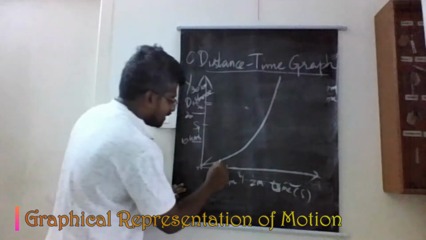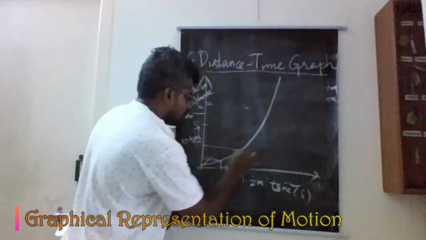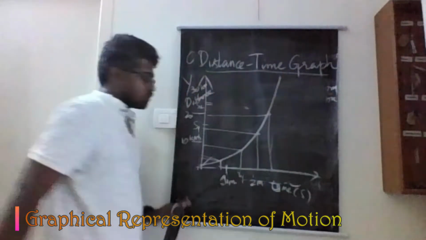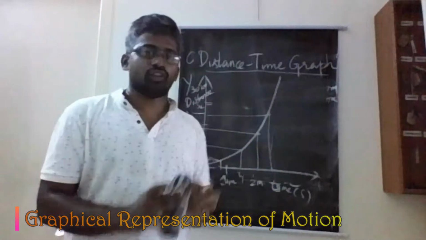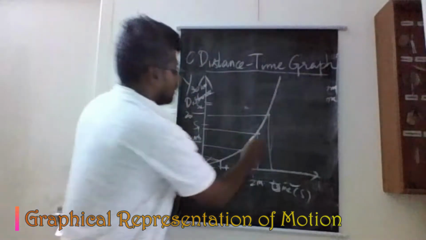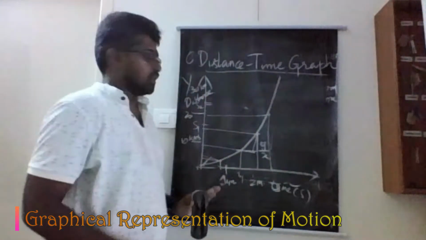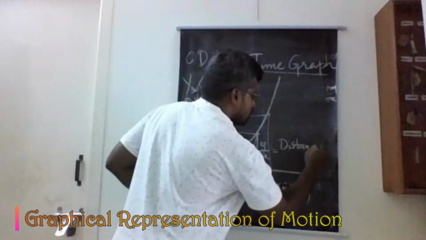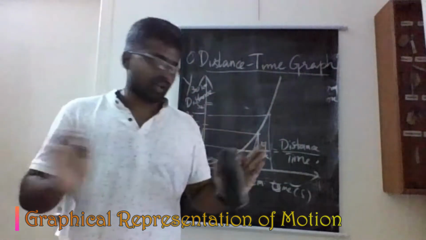So when you calculate, this will be 1 point, this will be another point, and this will be another point. So for non-uniform motion, it is not a straight line. For uniform motion, it is a straight line. But speed is calculated as dy by dx. That means y by x. What is y? Distance by time. This is a very important thing that I want to say.